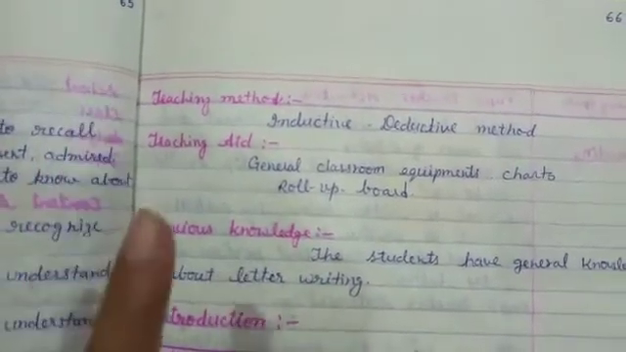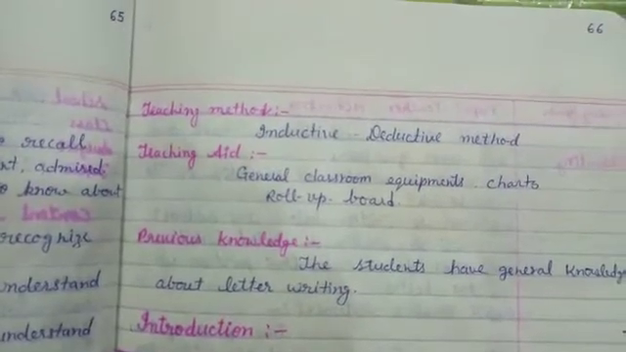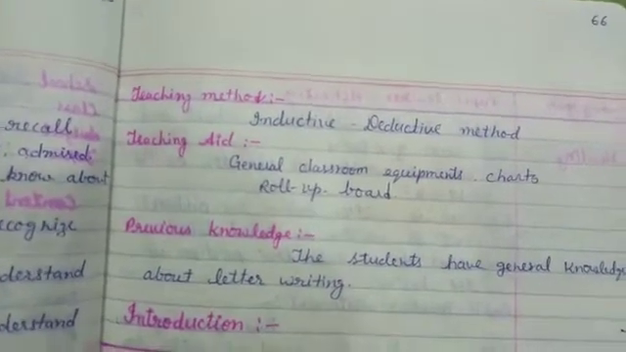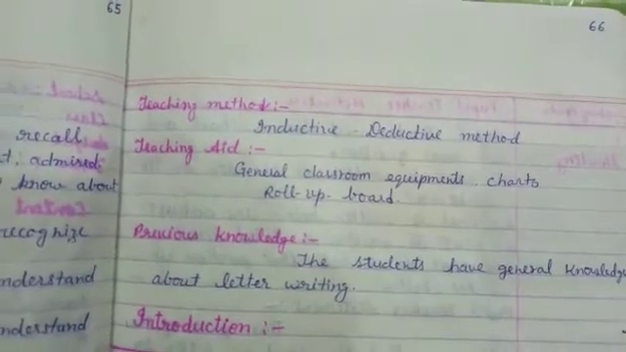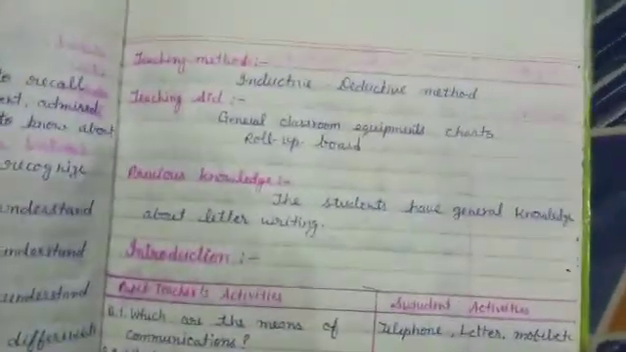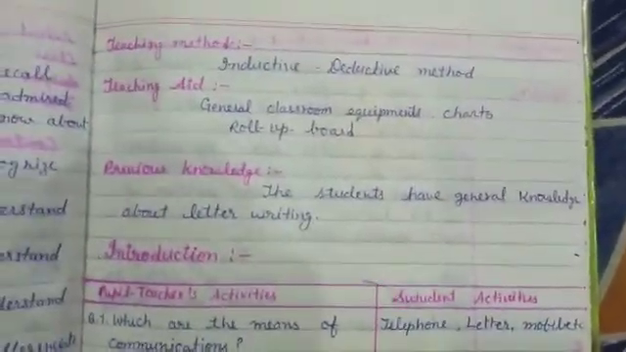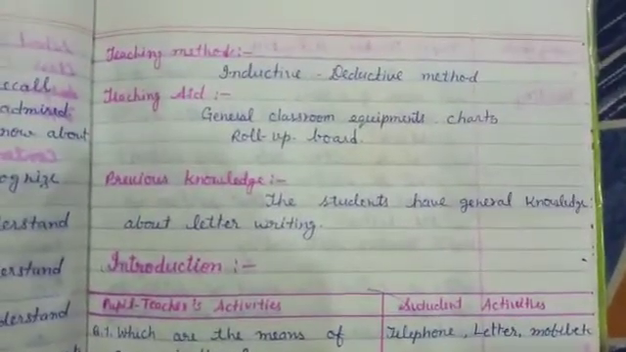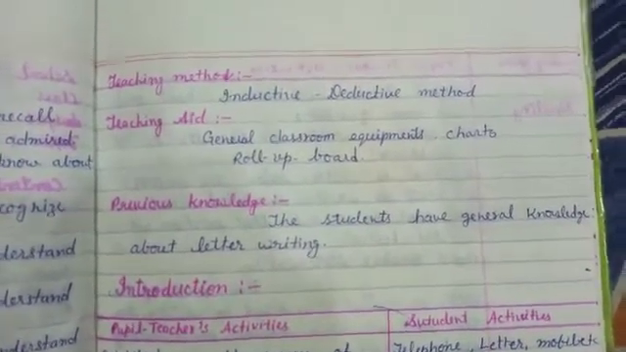Then we have the teaching aid. The teaching aid is what the pupil teacher will use in the class to better teach the students. These include the general classroom equipment, charts, roller boards, etc. Then we have the previous knowledge. Previous knowledge is what the students should already know. So here the students should already have a general knowledge about letter writing.